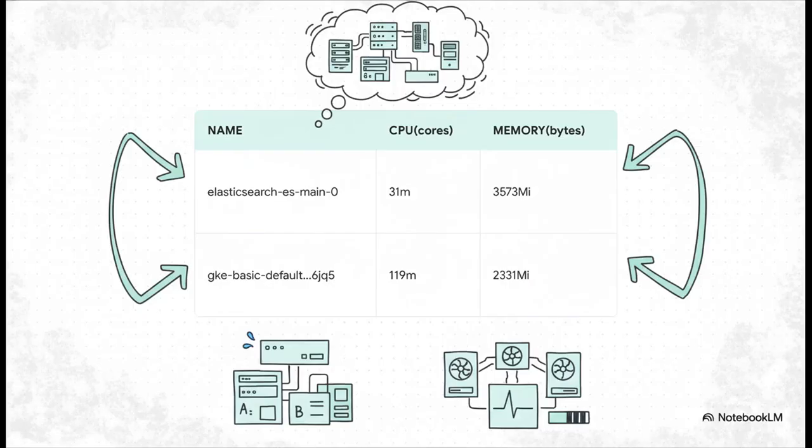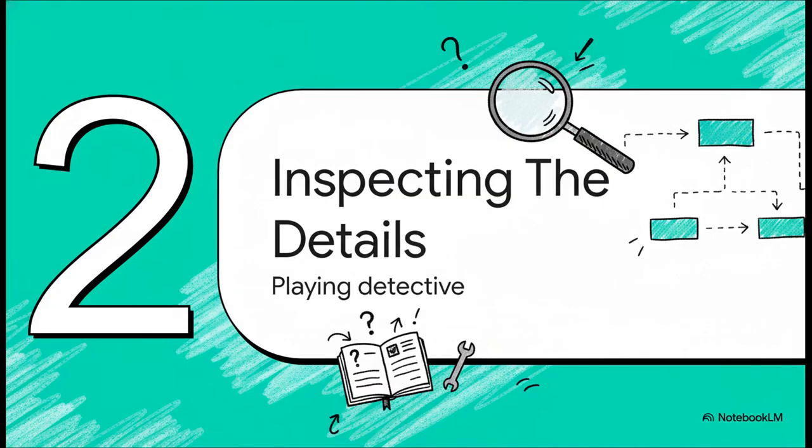Okay, so you see what's running. The next logical question is, how much CPU and memory is it chewing up? Well, that's where kubectl top comes in. You can ask for top pod to see which of your apps are the resource hogs, or you can use top node to check the overall health and capacity of the machines in your cluster. Super useful.